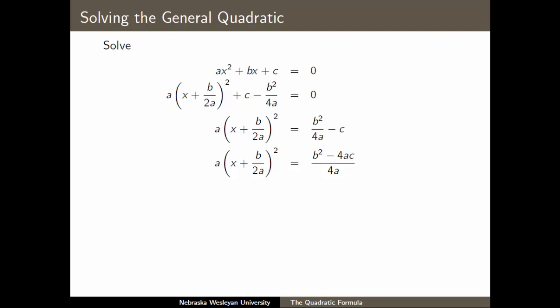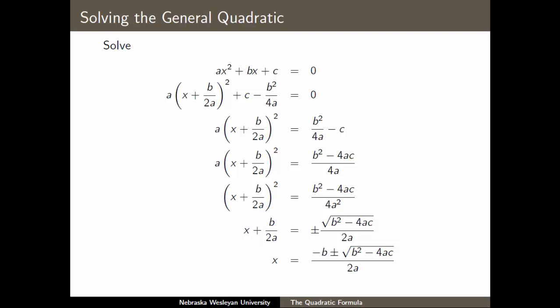I combine the two terms on the right with a common denominator. I can divide both sides by a, take the square root. Notice that taking the square root here introduced the plus and minus. And finally subtract b over 2a. Here I was lucky and already had a common denominator, so I can go ahead and combine those immediately.